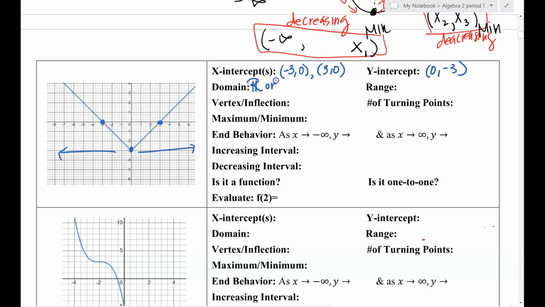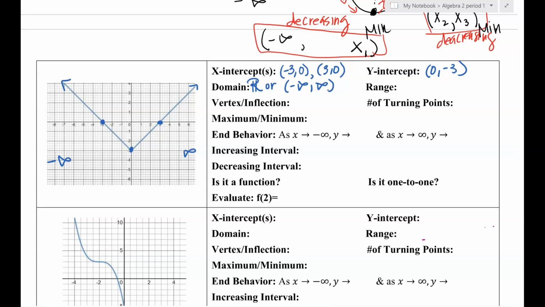Also, we could write this in interval notation. All real numbers means it can start from negative infinity over here, because this graph goes to the left indefinitely, and it ends somewhere which we don't know, because the arrows mean they go right indefinitely. So when we write the domain in interval notation, we write negative infinity to infinity. And yes, we're going to practice interval notation as well.